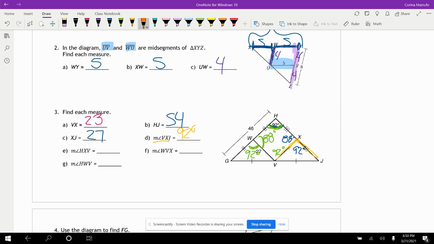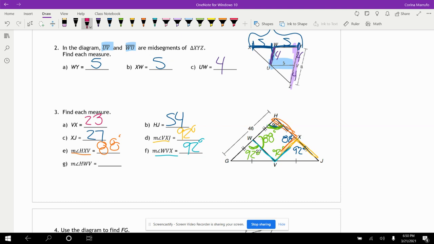Okay. Then from there, we have HXV. So H to X to V. Okay, so that's going to be 88 degrees. Okay. Next, we have WVX. So we have W to V to X. That is going to be 92 degrees.